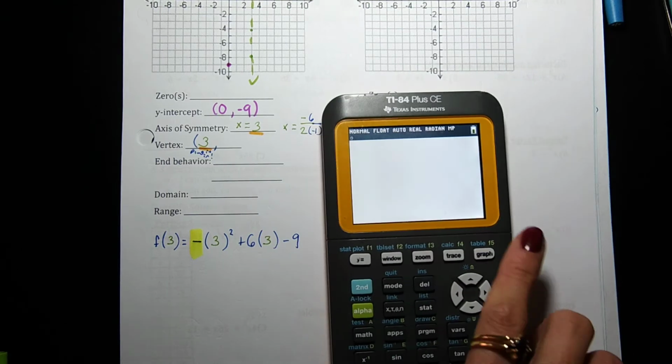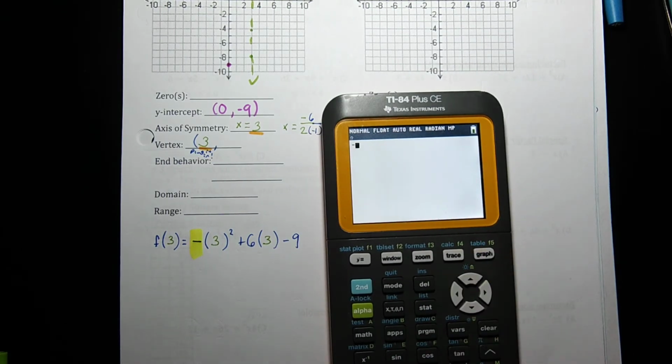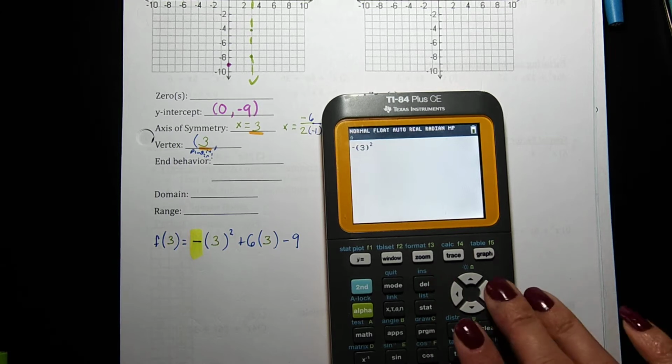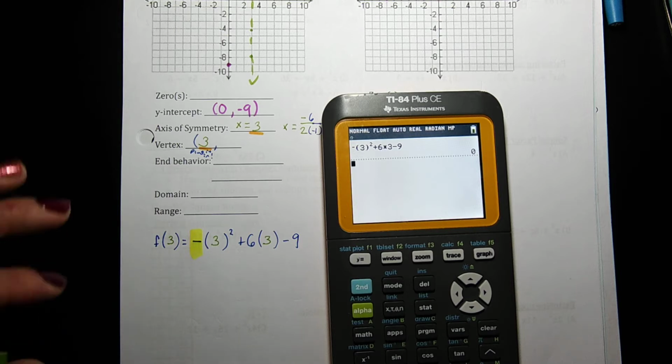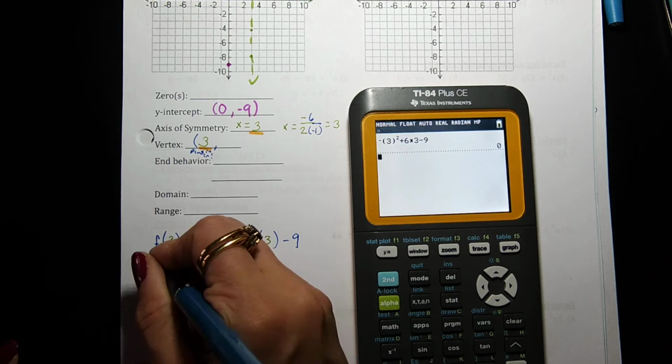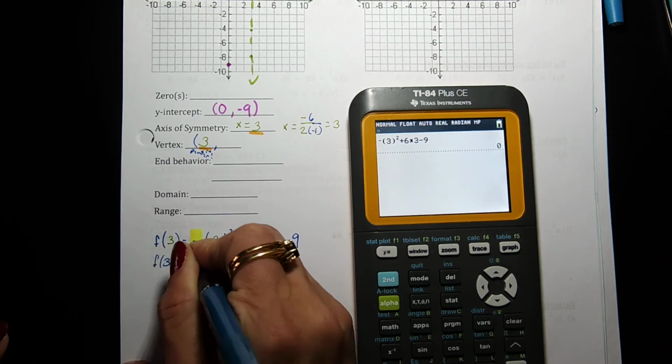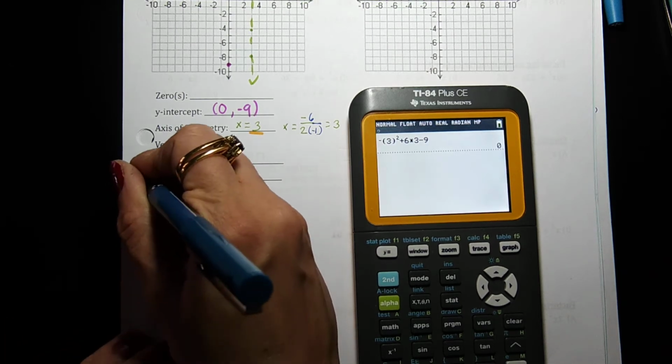So folks, let's go ahead and type this turkey in. Little negative, parentheses, 3 squared, arrow over to escape the exponent, plus 6 times 3 minus 9. And we get 0. All right, so it said 3, 0. So f of 3 equals 0. So boom-a-loom.